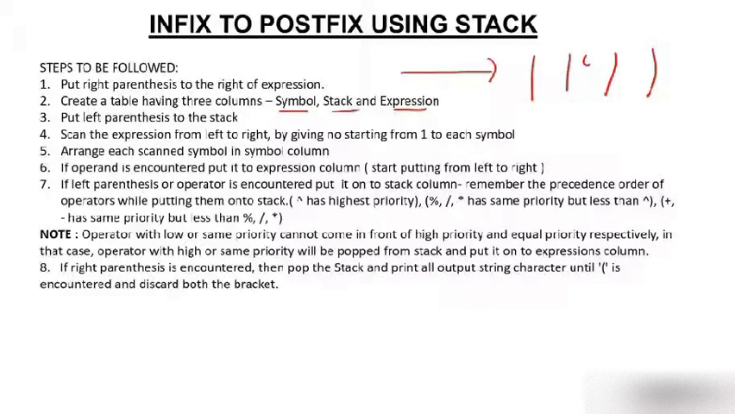Fine. Okay, scan the expression from left to right by giving numbers starting from 1 to the symbols. So what you did, you started from 1, 2, 3, till 20. Fine. Okay, if an operand is encountered, what you did, you put it into the expression column. You put it into the expression part, starting from left to right: a, then b, then c, then multiply, plus, and like this from left to right. Fine. Okay, if a left parenthesis or operator is encountered, what you did, you put it onto the stack.